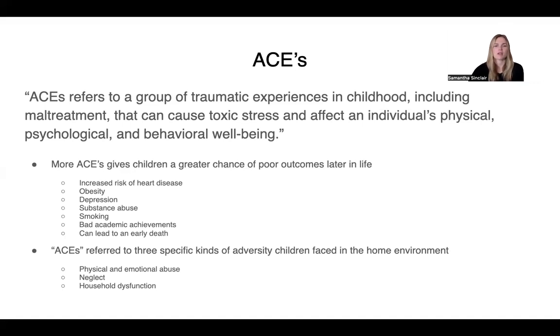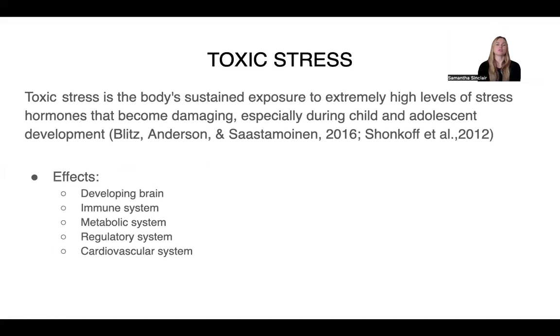Next, we have toxic stress. Toxic stress is the body's sustained exposure to extremely high levels of stress hormones that become damaging, especially during child and adolescent development. Some effects are it can affect the developing brain, the immune system, the metabolic system, regulatory system, and cardiovascular system.